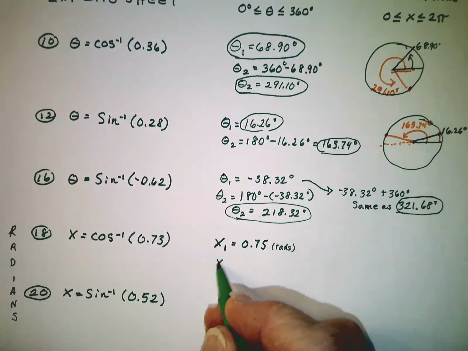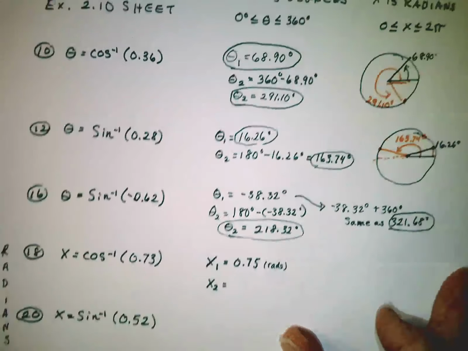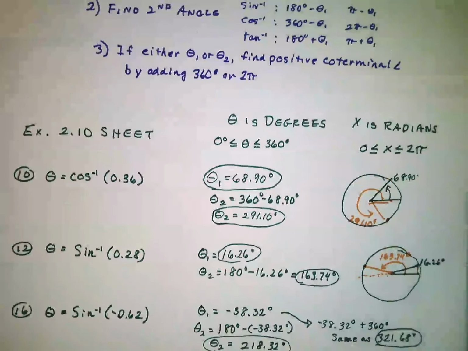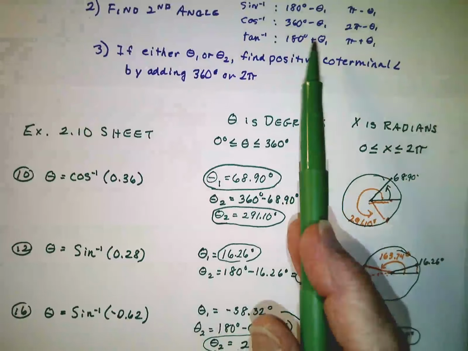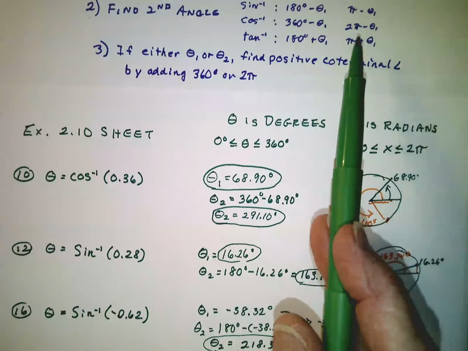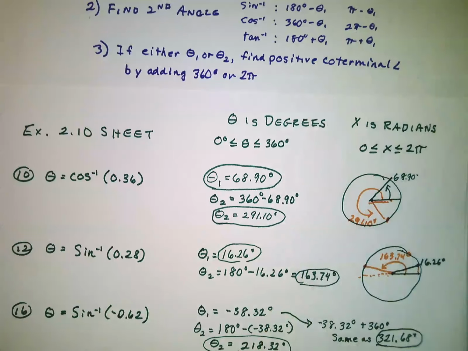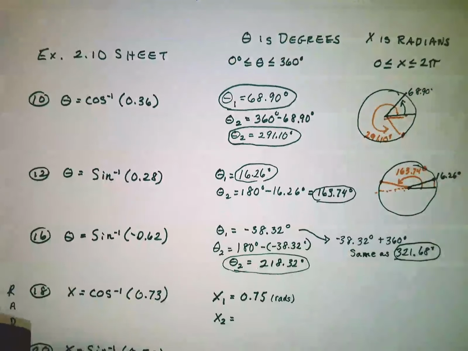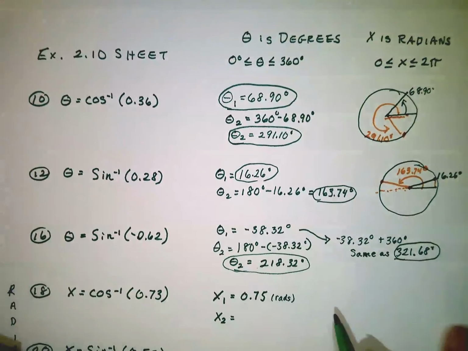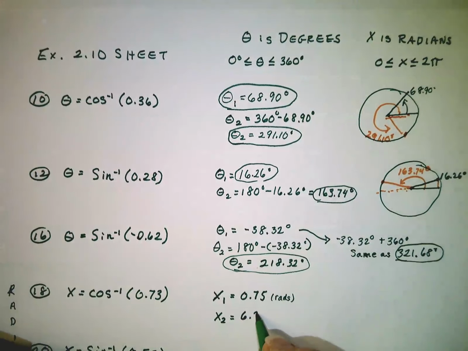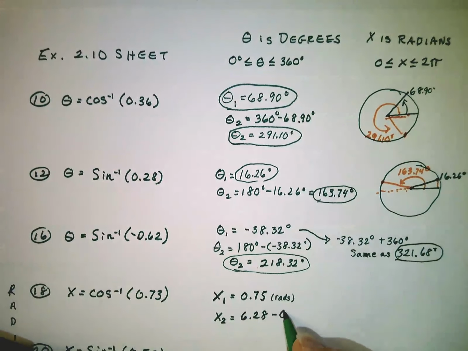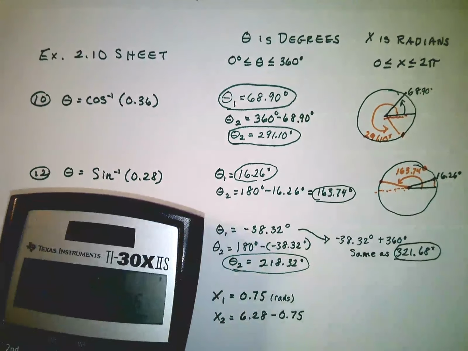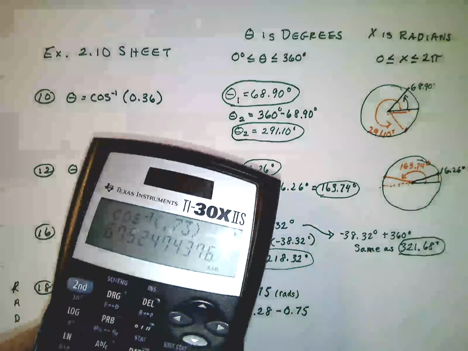And then to get our second angle, now in degrees, for inverse cosine, we would be subtracting from 360. But in radians, we subtract from 2 pi, which is the same as 360 degrees. Since we're rounding everything off to 2 decimal places, I'm going to go ahead and round 2 pi off to 2 decimal places.